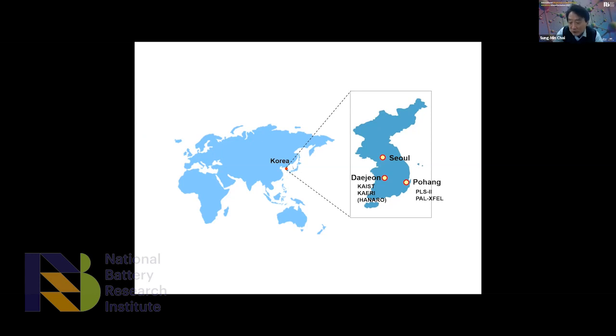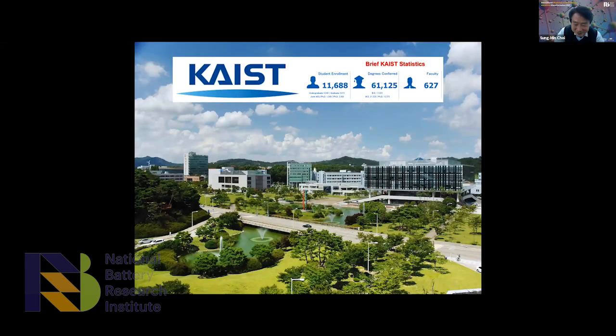To the east from Daejeon, there is the city of Pohang. There we have a synchrotron radiation source, and recently installed X-ray free electron laser as well. So this is a view of KAIST. It does not look like this. This is taken sometime in spring, I guess.